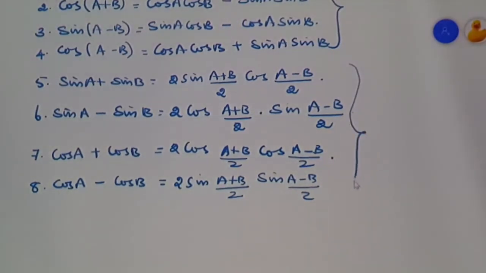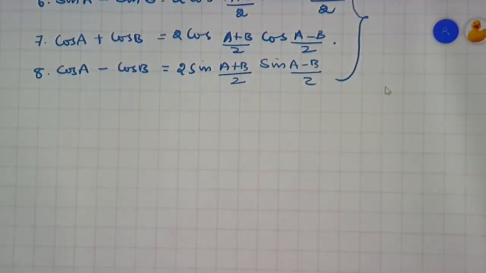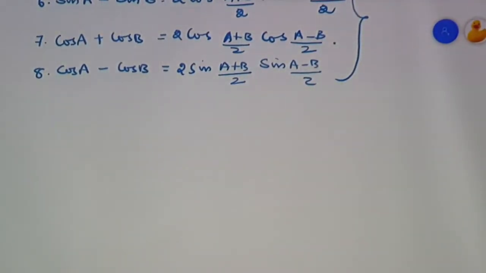Consider these next four: sin A plus sin B, again sin A minus sin B, cos A plus cos B, again cos A minus cos B. Okay, then the next one, formula number 9. Let us consider sin 2A and cos 2A. First of all, let us consider sin 2A.